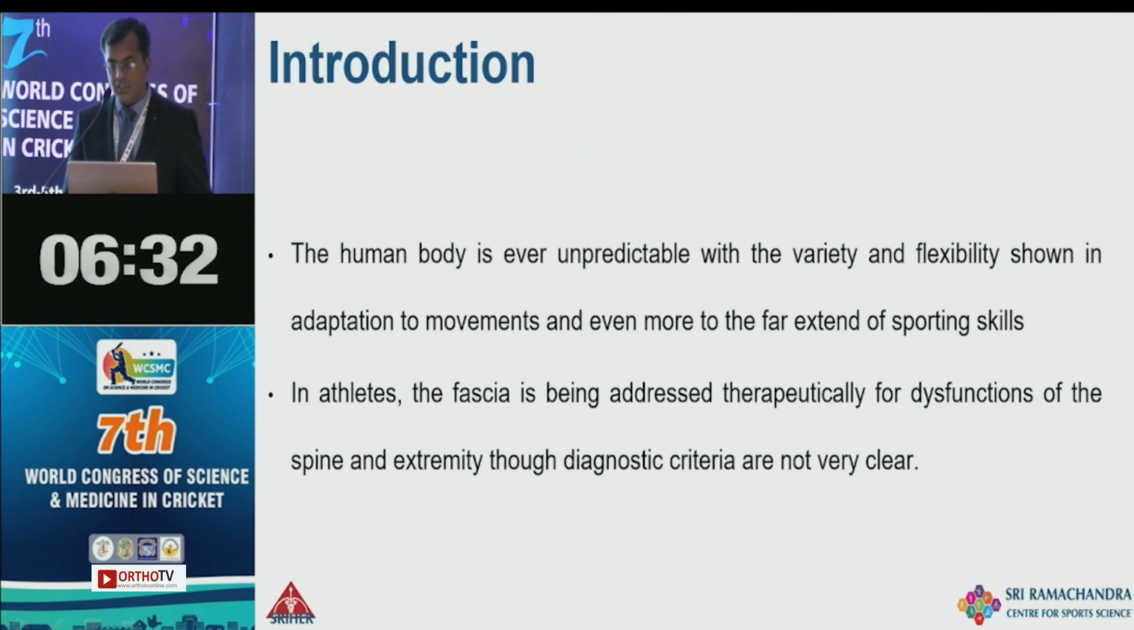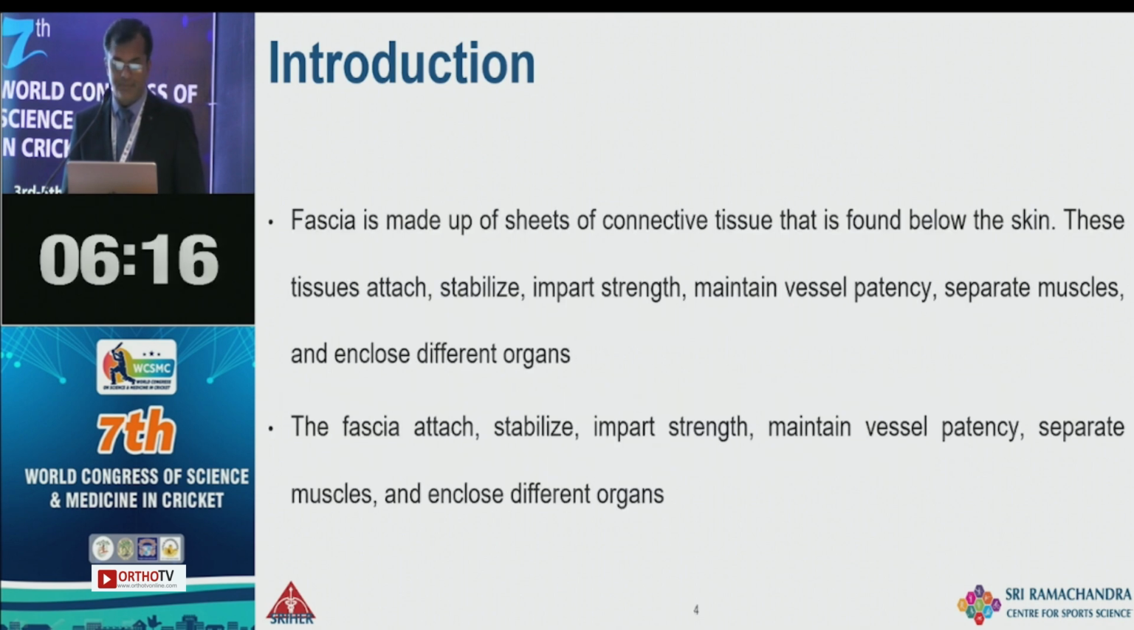As an introduction, the human body is ever unpredictable, with the variety and flexibility shown in adaptation to movements, and even more so to the far extent of sporting skills. In athletes, the fascia is being addressed therapeutically for dysfunctions of the spine and extremity, though diagnostic criteria are not very clear. Fascia is made up of sheets of connective tissue that is found below the skin. These tissues attach, stabilize, impart strength, maintain vessel patency, separate muscles and enclose different organs.